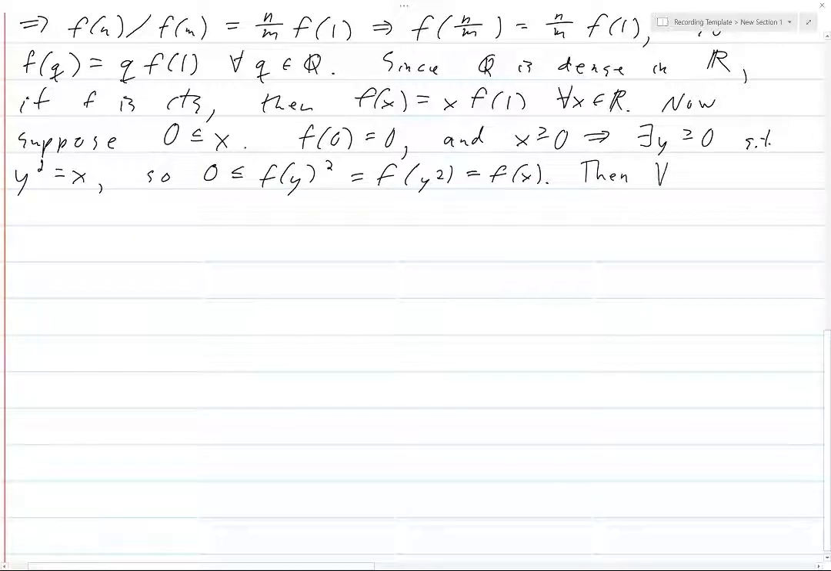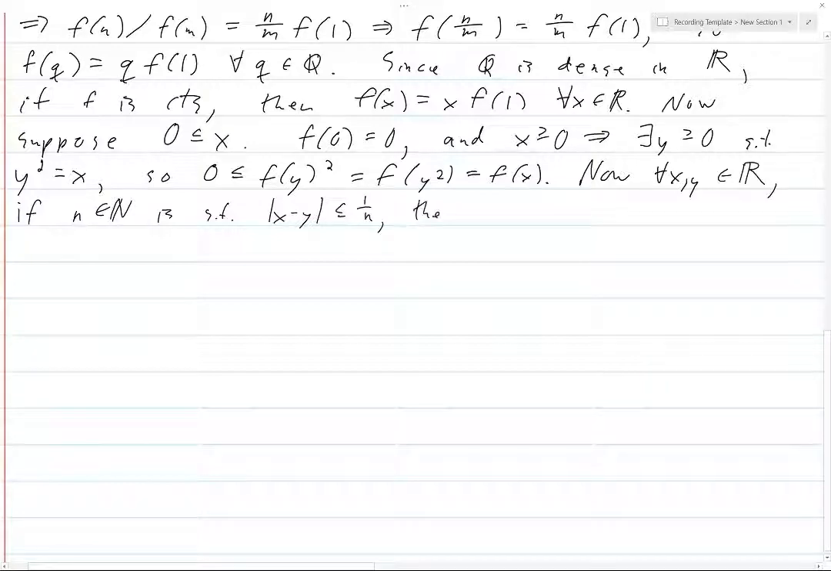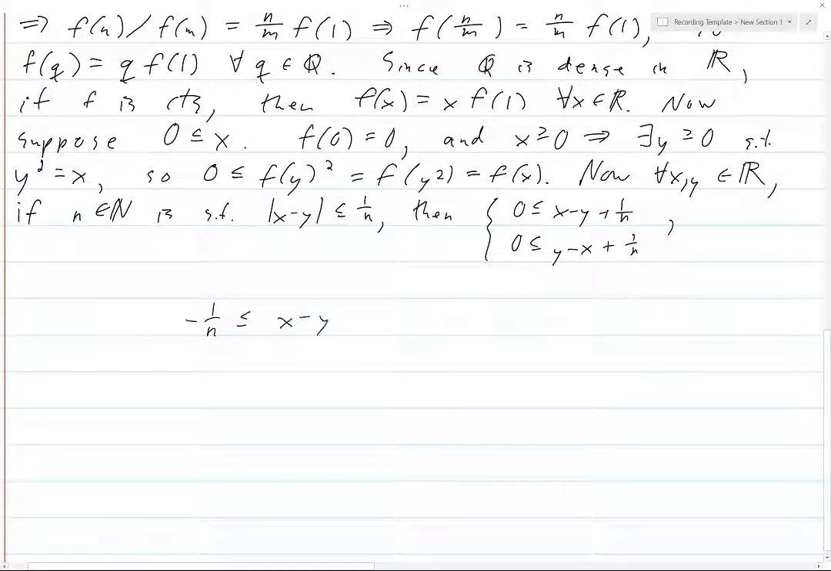Then, or rather now, for all x and y and r, if n is such that |x − y| ≤ 1/n, then what does that mean? 0 ≤ x − y + 1/n, and 0 ≤ y − x + 1/n. Oh God, I'm not going to be able to fit both of these. And why is that? Because |x − y| ≤ 1/n. That's literally the exact same thing as this statement.